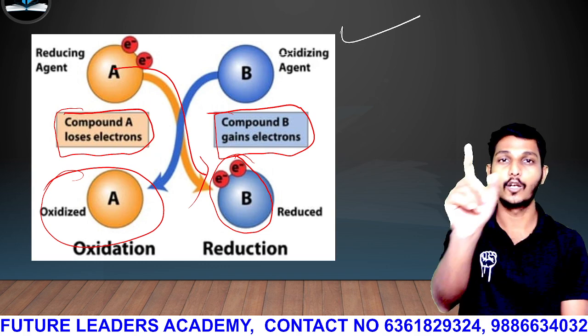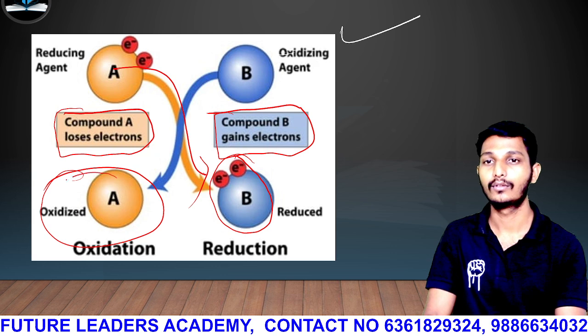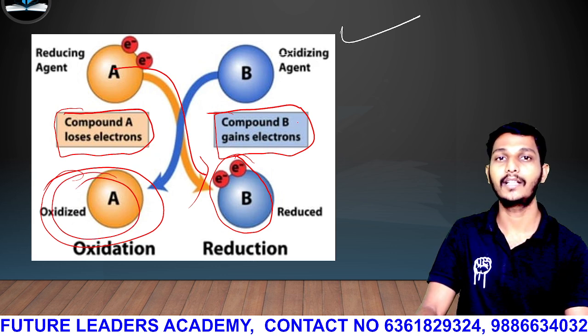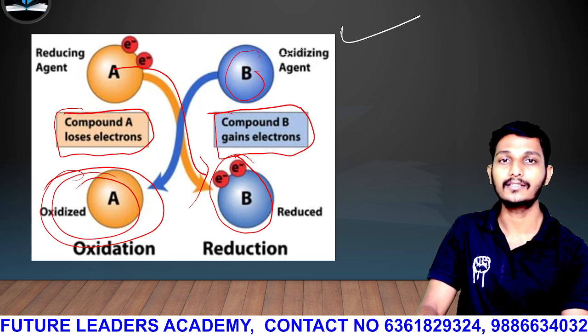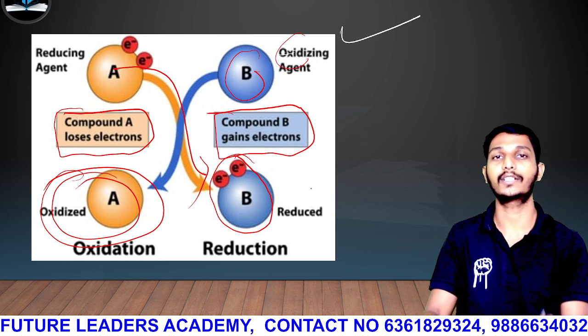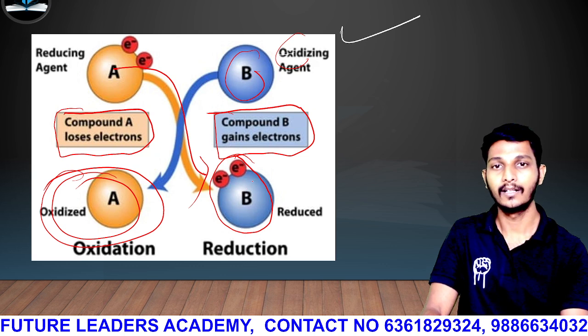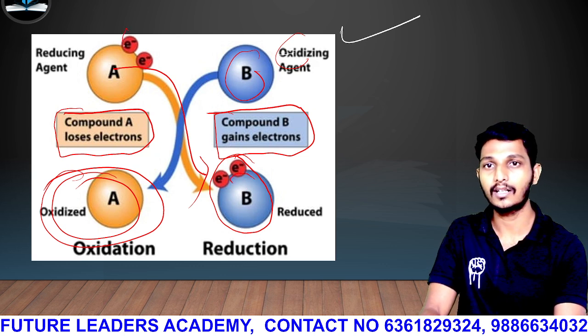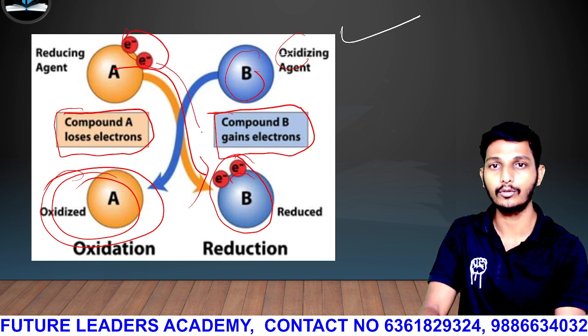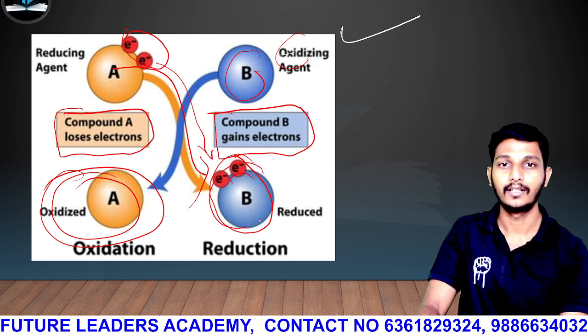That A, that is loss of electron, will give you oxidation. Then this B is the oxidizing agent. It made it oxidize. And then next, B has taken electrons from A to B. So that is what reduced.